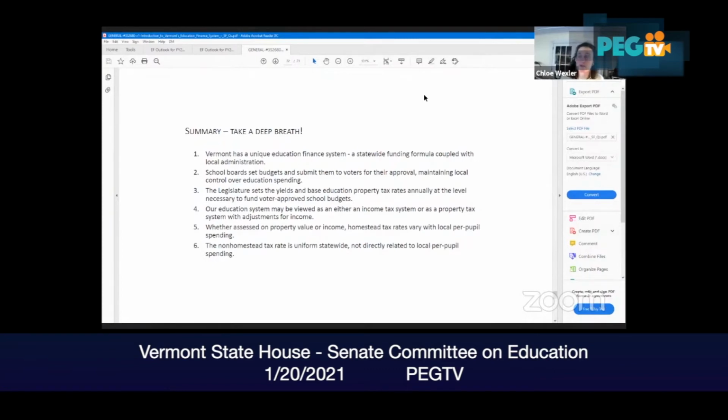The excess spending threshold is around $17,800 per equalized pupil. So if a district wants to spend more than that, they will be faced with a more severe tax penalty for that additional spending.